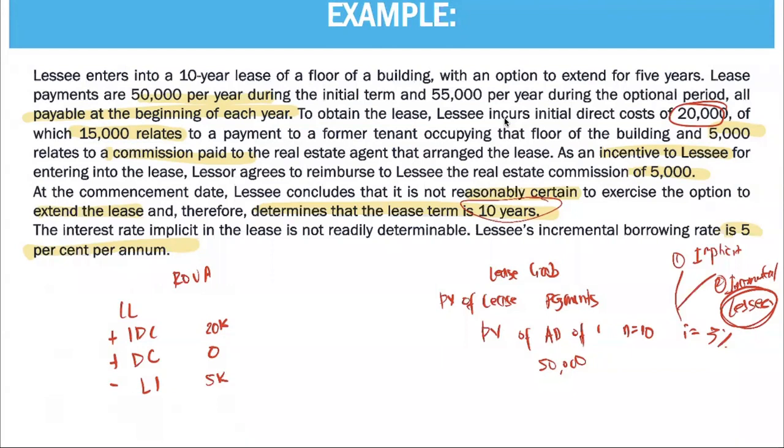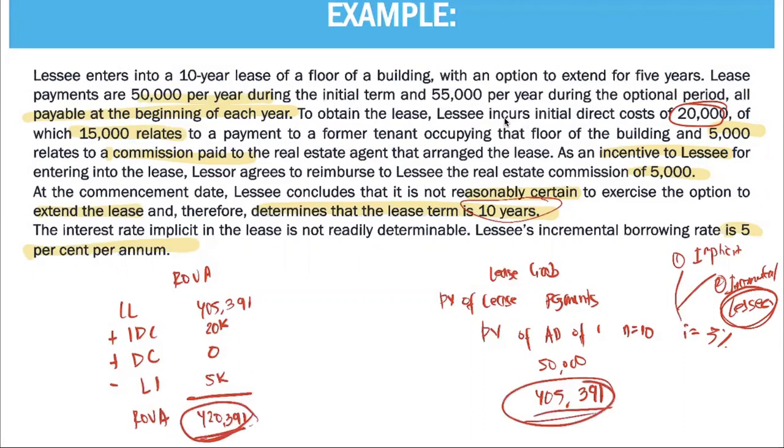Okay, so I hope you have computed this value: 405,391.08, or 405,391 na lang. So our lease liability is 405,391. How much is our total right of use asset? 405,391 plus 20,000 less 5,000 will give us 420,391. And how much is our lease liability? 405,391.